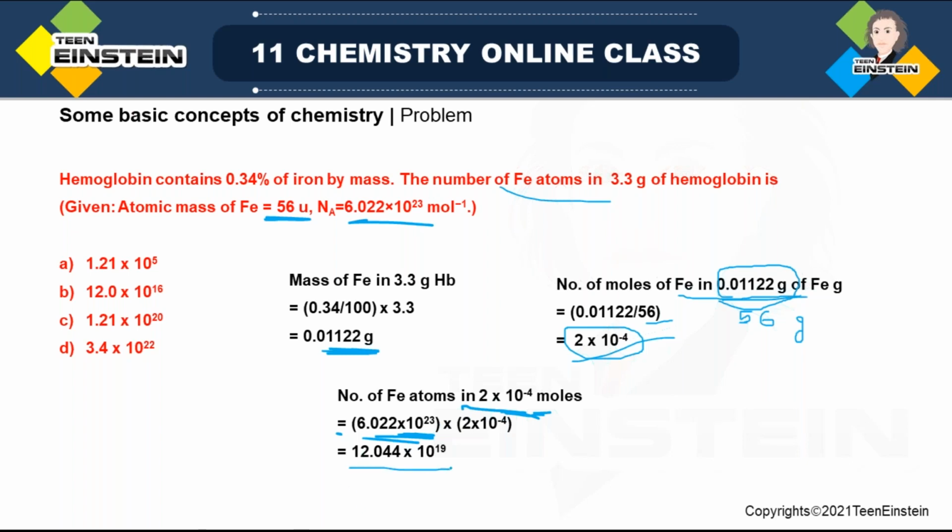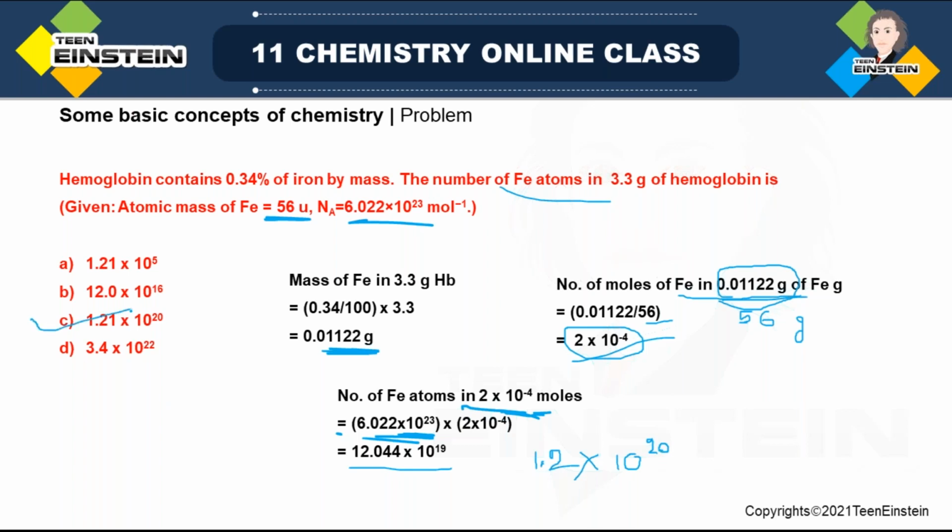12.044 10 to the power 19. If you convert it to scientific notation, remember the value is less than 10 but greater than 1. So if you express it in terms of 1.2, you are shifting the decimal, so that is why now the power of 10 will be 20, and this is matching with option C.